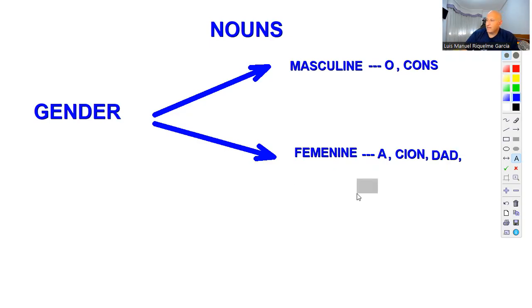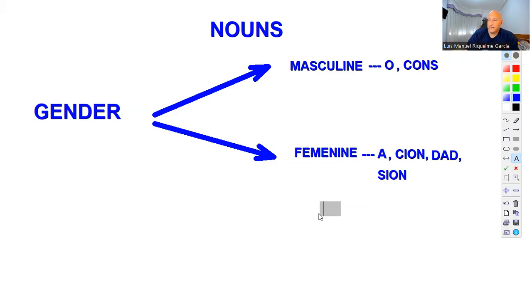More endings that tend to be feminine. For example, words ending with sion, S-I-O-N, tend to be feminine. And the most popular example I can think of is televisión, TV. And there are some other endings, but they are less common.